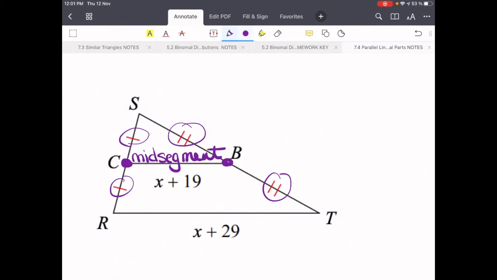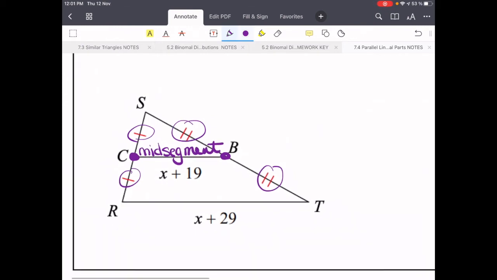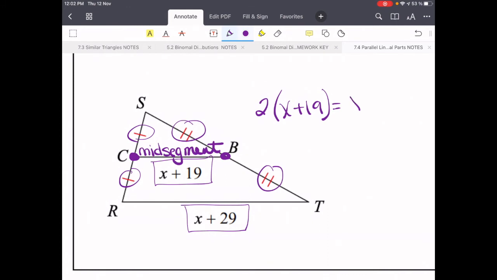So if CB is the midsegment, then we know that x plus 19 is half of x plus 29. Or we could say that if we have two x plus 19s, we'd get the same length as the big side, x plus 29. So now we can go ahead and solve for x. So we'll distribute this. So we've got 2x plus 38 equals x plus 29.